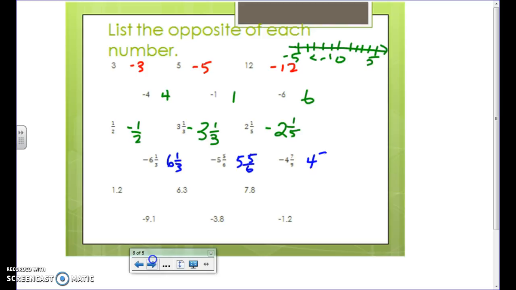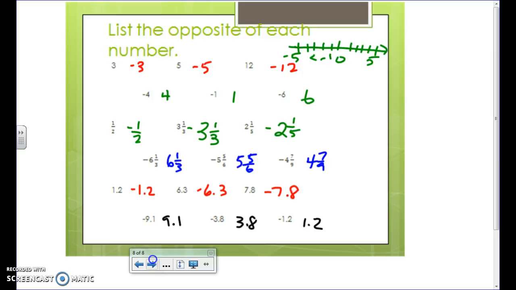I think you get the idea. If it's negative, you change it to a positive, and that would be its opposite value. 1.2, -1.2. 6.3, -6.3. 7.8, its opposite would be -7.8. And finally, the last column here, these values are starting as negatives. Their opposites would be the positive value. 9.1, 3.8, and 1.2.